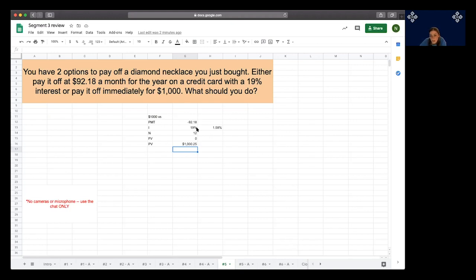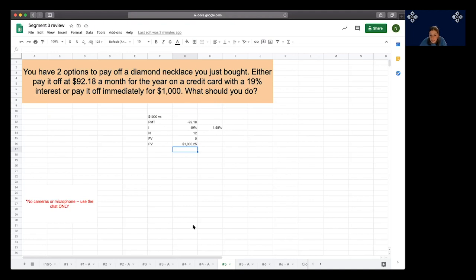19% return on the money you don't spend. I'm not really sure what you mean by that. But yeah, so anyway, this is how you solve this problem.